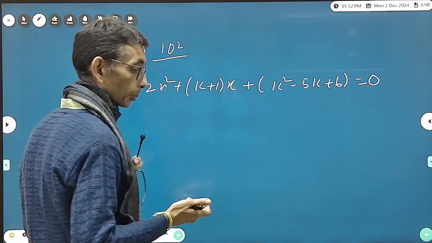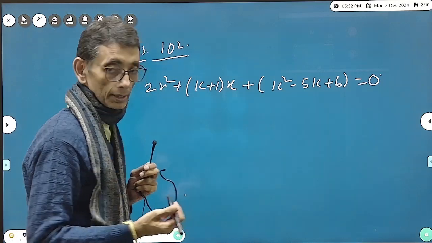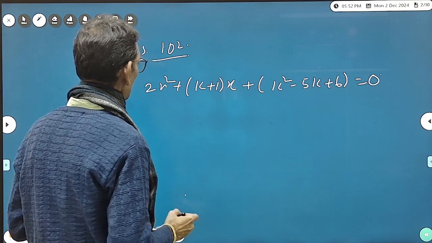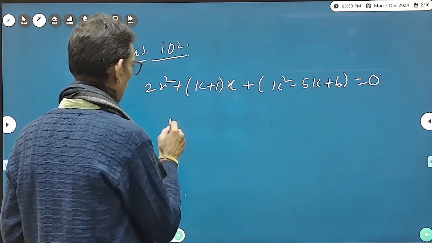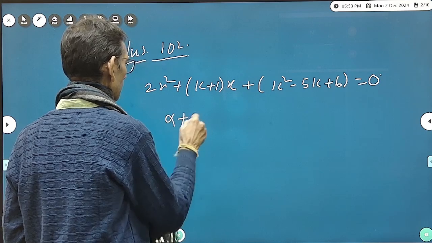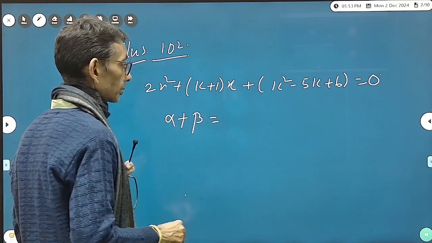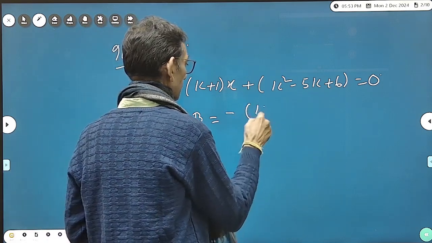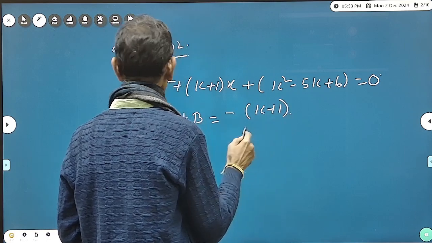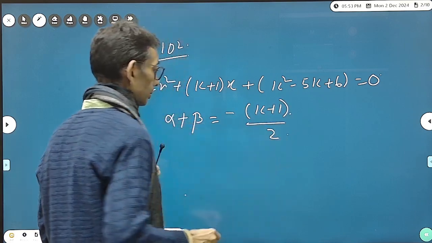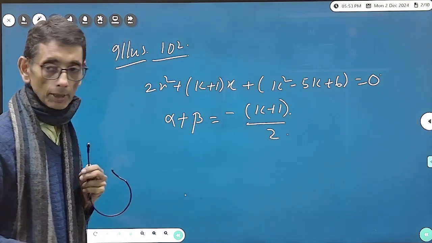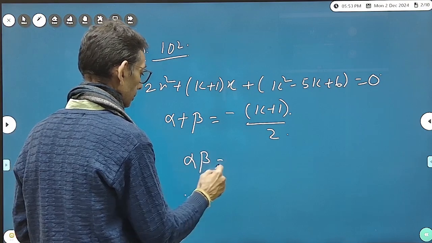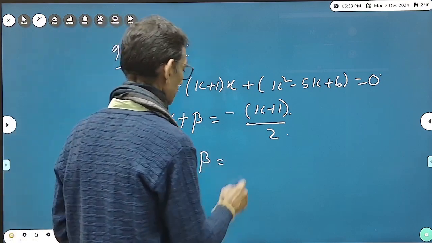Roots are in opposite sign, right? Eta plus hole, eta minus hole. Now, alpha plus beta, sum of roots, will be minus (k plus 1) divided by 2, right? Minus b by a. Product of the roots, c by a.